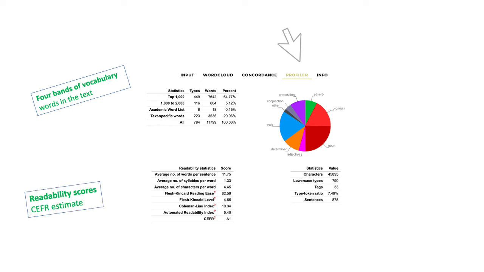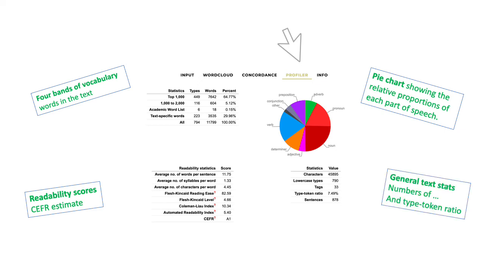Down below we have Readability Statistics, and at the bottom we have an estimate of the CEFR level of a text. Over here on the right, we have a pie chart showing the relative proportions of each part of speech. Nouns are almost always the most frequent, verbs are almost always the second most frequent, and when they're not, it tells us something about the genre of the text. Then down below, we've got some general statistics about the text: the number of sentences and words and characters, etc.